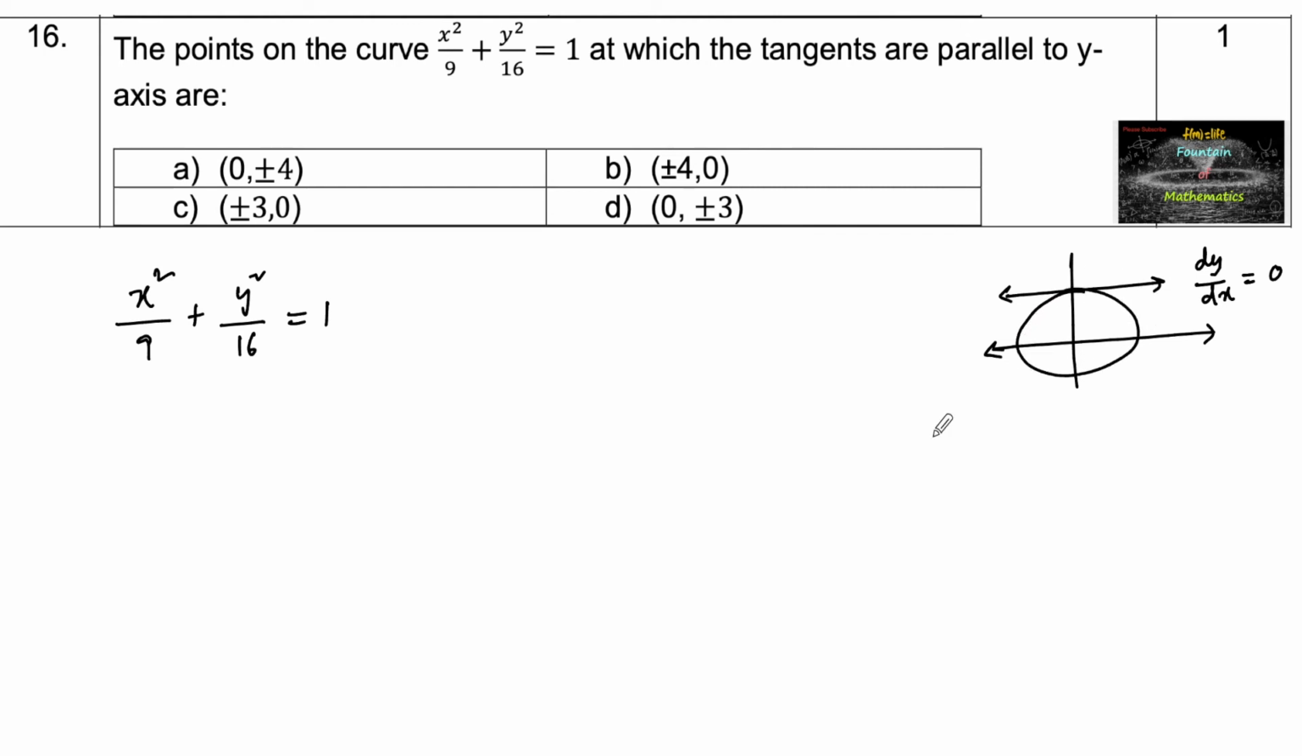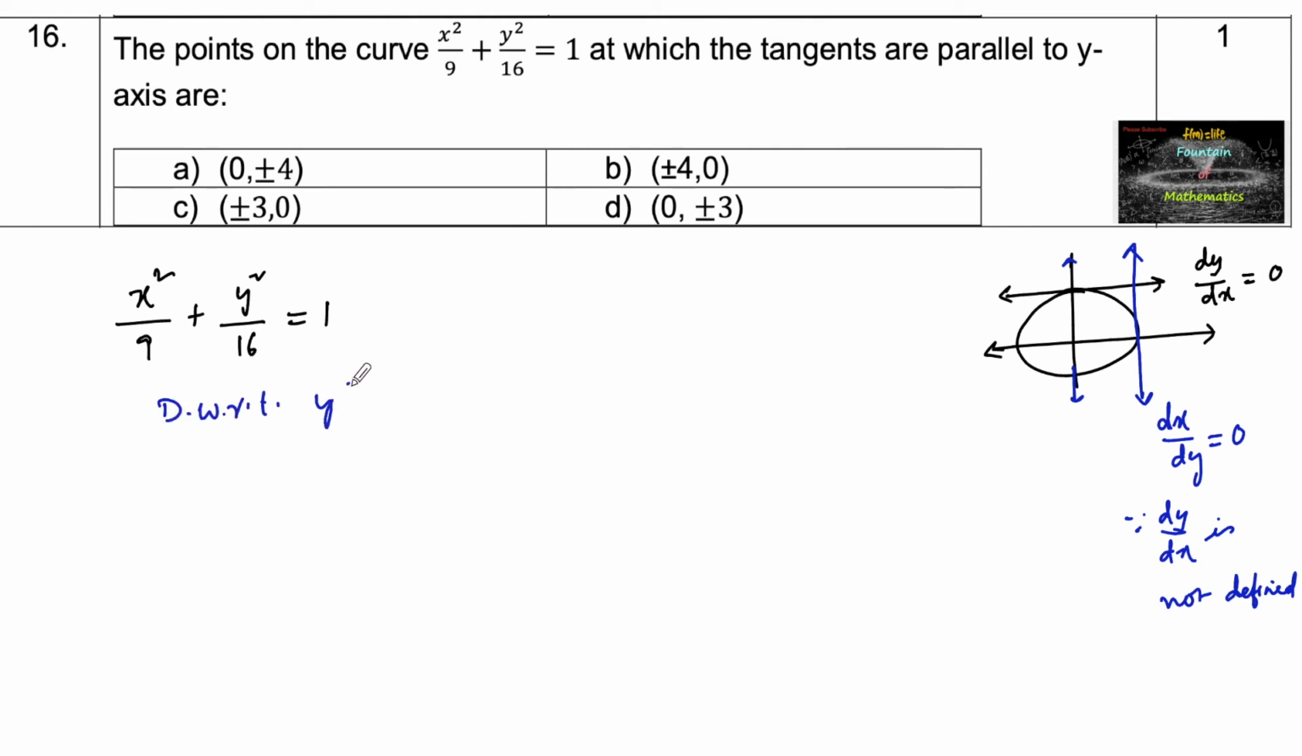Suppose here is an ellipse. dy by dx is equal to 0 when the tangent is parallel to the x-axis, and when it is parallel to the y-axis, we should consider dx by dy is equal to 0, because dy by dx is not defined. Slope of any line parallel to the y-axis is not defined, so we consider that dx by dy is equal to 0. So now let's differentiate this function with respect to y.